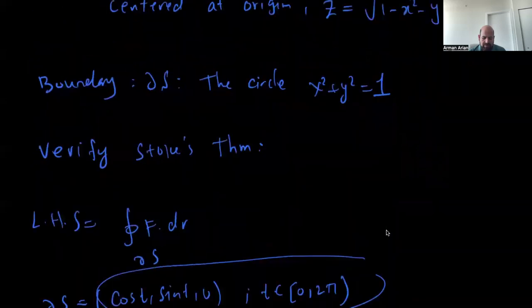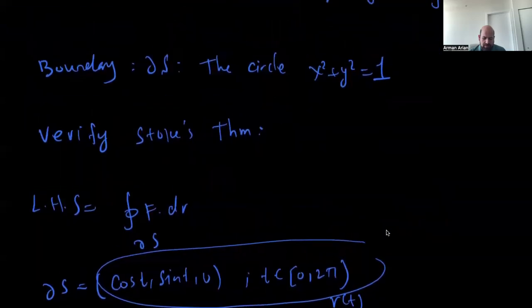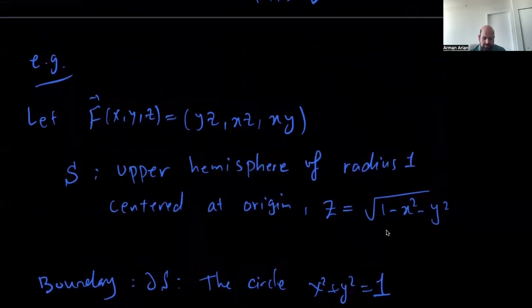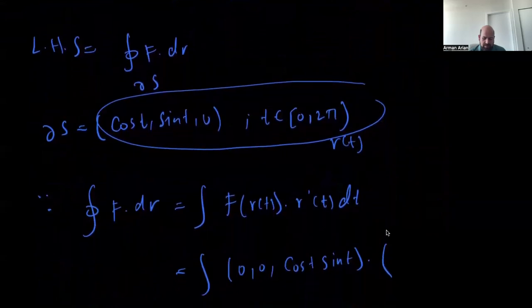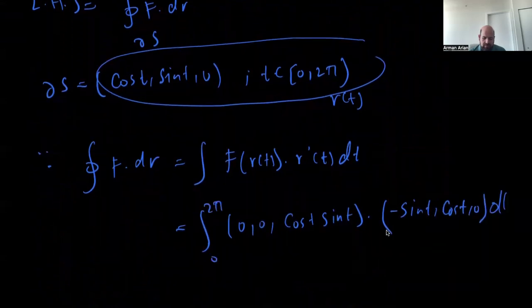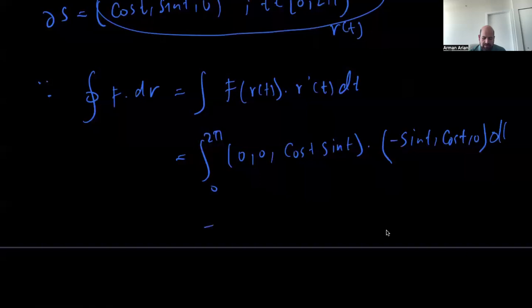Dot r prime of t. What would be r prime of t? Looking at r of t, r prime of t would be minus sine t, cos t, and 0, dt, from 0 to 2 pi. So if you do the dot product, obviously you can see that we get 0 plus 0 plus 0. The dot product between these two is 0. In other words, they are perpendicular to each other. So this becomes the integral from 0 to 2 pi of 0 dt, which is 0. So the left-hand side becomes 0 in this case.